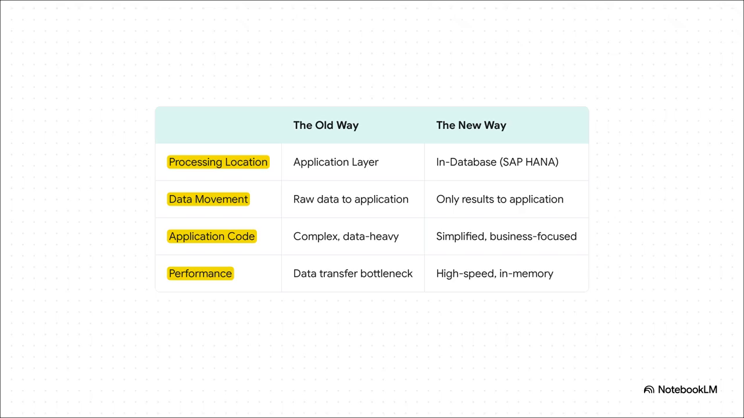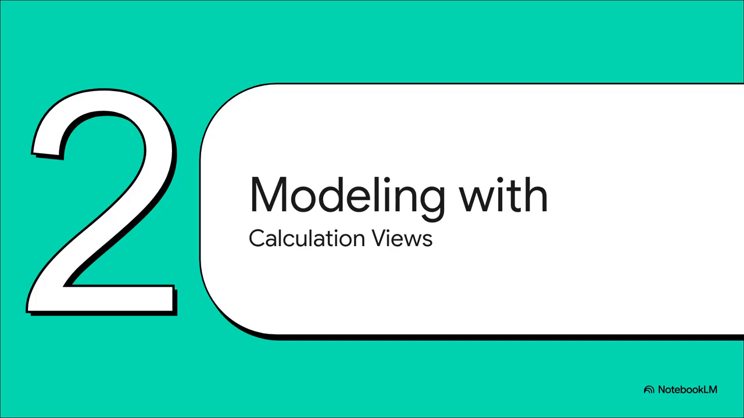SAP HANA just flips this entire model on its head. It does all the complex calculations and aggregations right there in the database, right next to the data. Then it only sends the final, much smaller, result back to the application. So what's the bottom line? Your application code gets way simpler and performance gets a huge boost. So that's the what and the why.